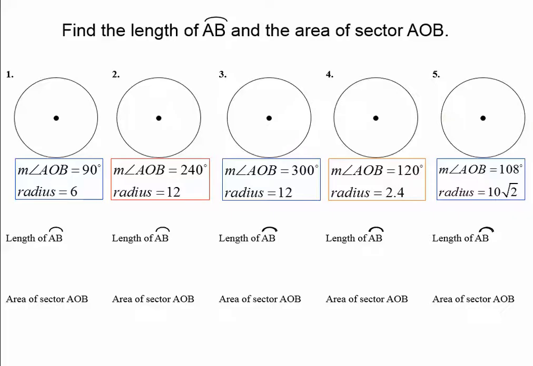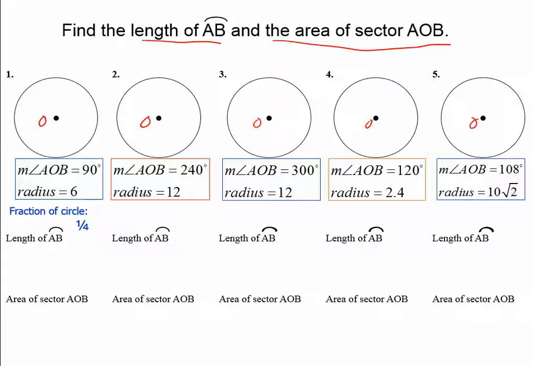Okay, so let's do some problems here. Ooh, this looks overwhelming, doesn't it? Find the length of arc AB and the area of sector AOB. So this is our O here. We have an angle and it has a measurement of 90 degrees. So what fractional part of that entire circle is 90 degrees? You should know that, I'm sure, just by thinking about it in your head. The fraction of the circle is 1/4. It's 90 over 360, 1/4. So we're going to use that in both formulas.